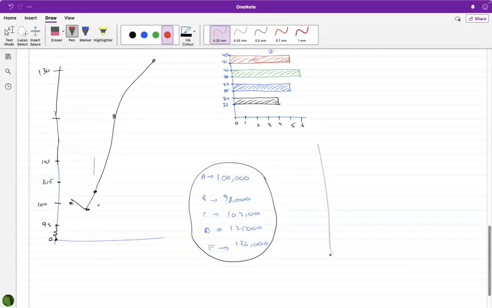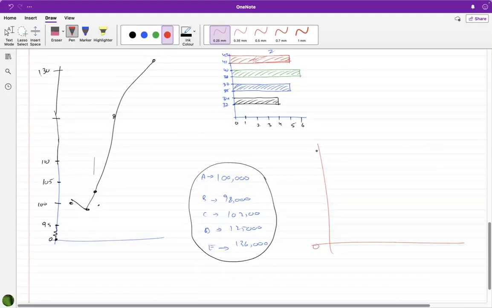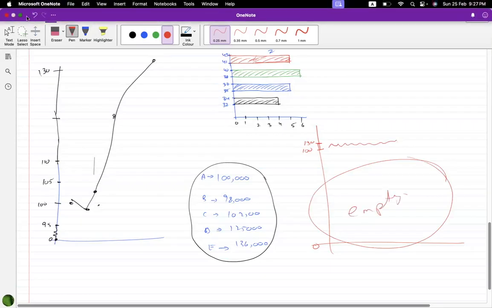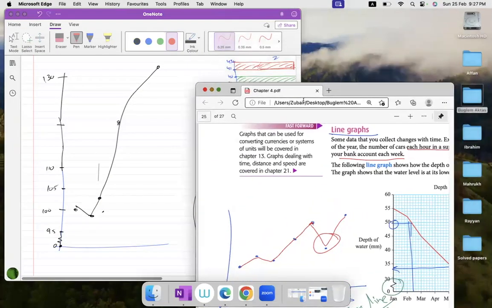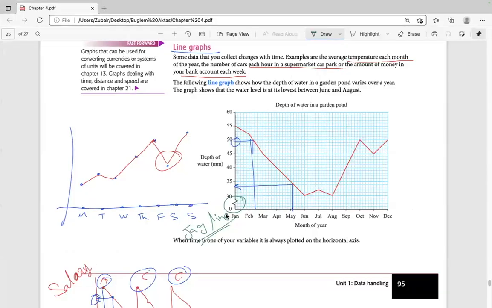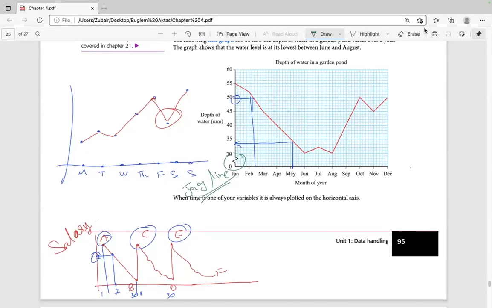But what if I draw them from 0? Somewhere here would be 100, and somewhere here would be 130. So all my graph is lying between this, and all this region is empty. That is why we have this jag line. We can have that on the horizontal axis as well, or the vertical, depending on what we are presenting.